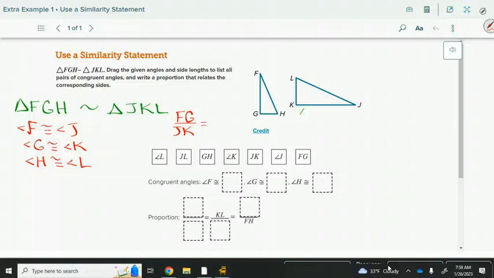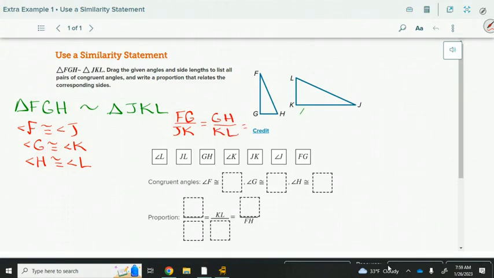What's another set of sides that are going to be in proportion from one triangle to the next? Go left to right. What's another set of sides? Yeah, so GH, second two letters. KL, second two letters. GH, KL.